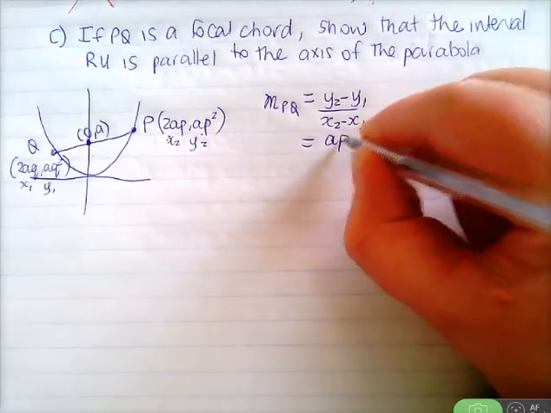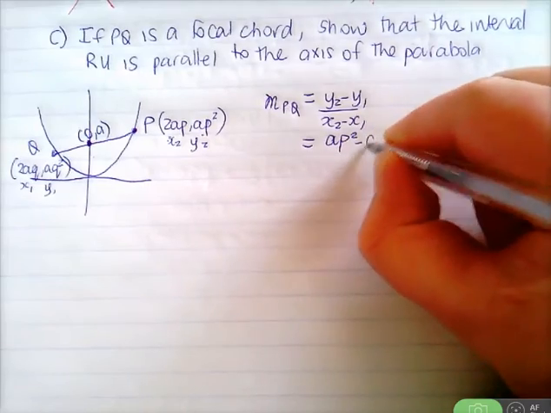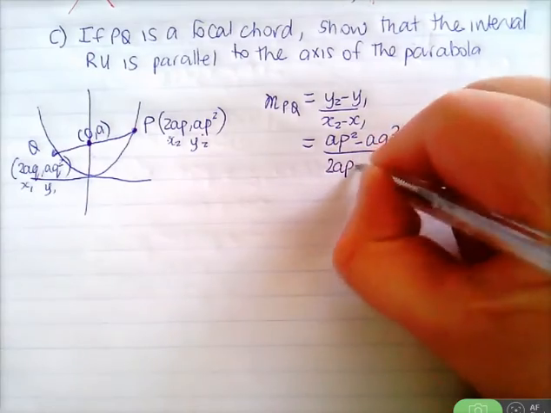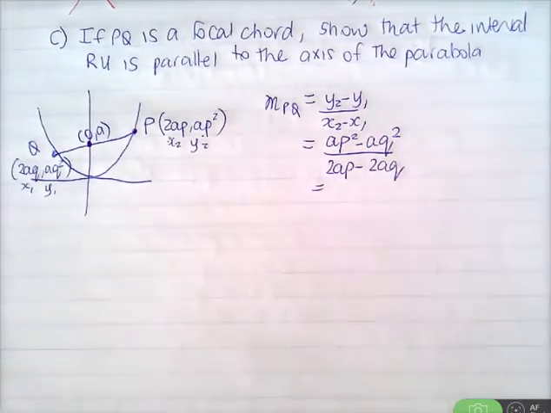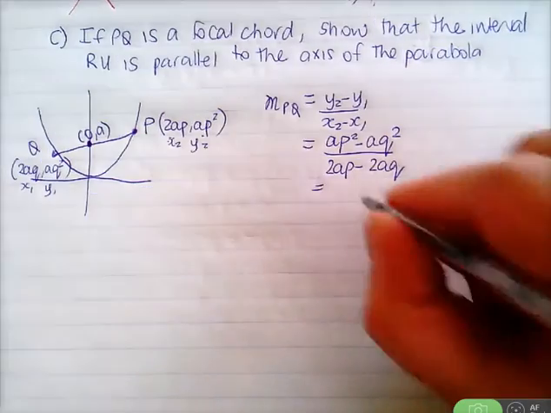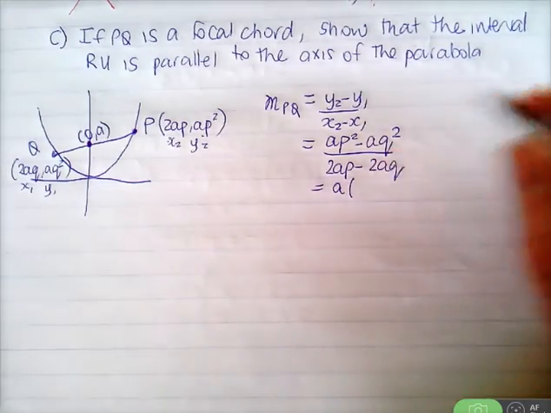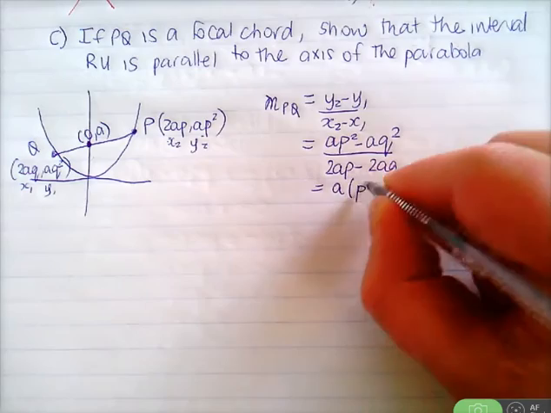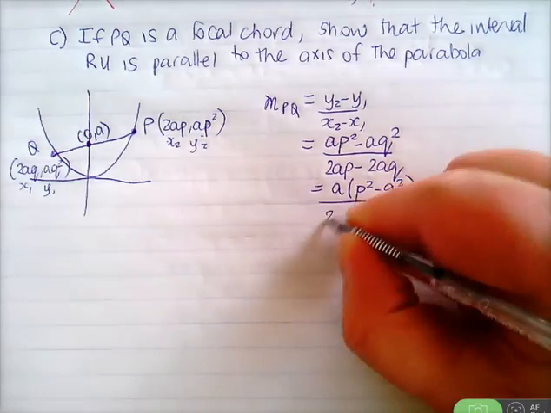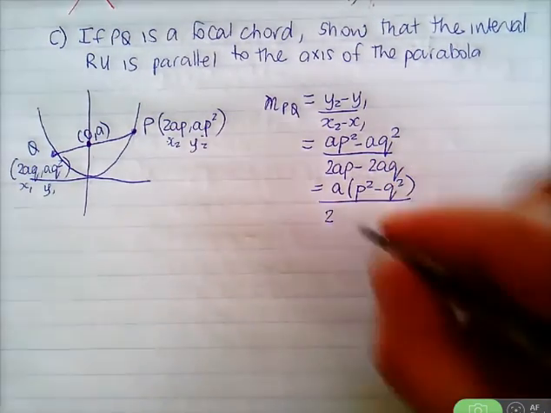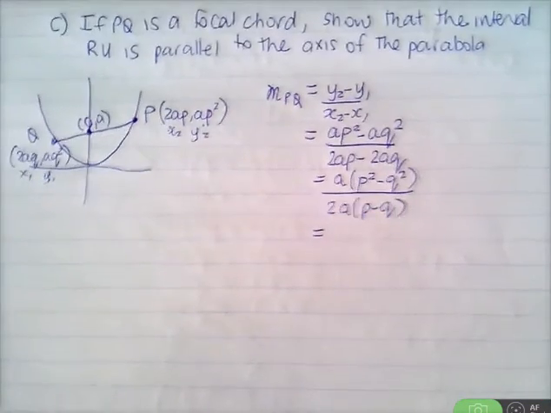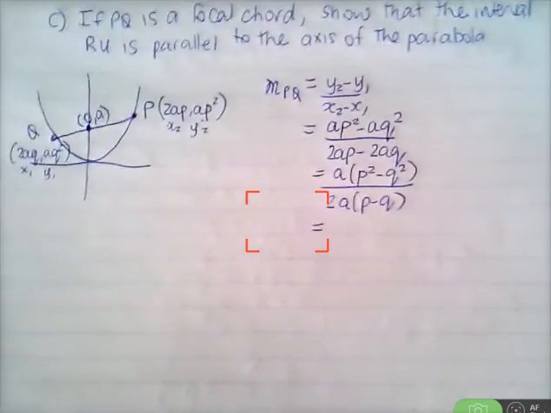Do you want to just do it on your own? ap squared minus aq squared over 2ap minus 2aq. What do we do next? Take out the a's and you'll get p squared minus q squared. And if you want to be really nifty, you can take out the a and factorise the p squared minus q squared in one go, but you don't have to. When you get proficient, you can do it in one go. 2a bracket, p minus q. This now tells us maybe we should do some factorising.